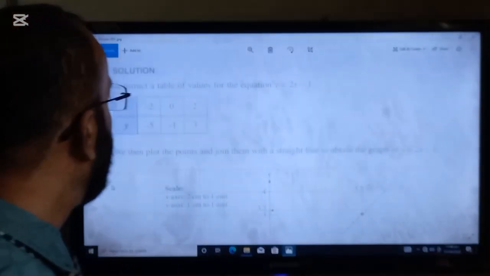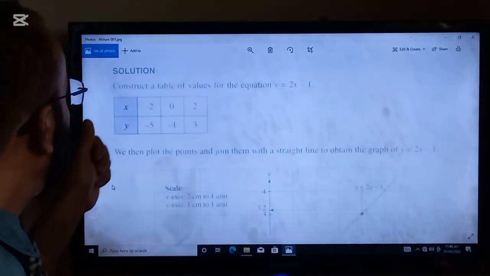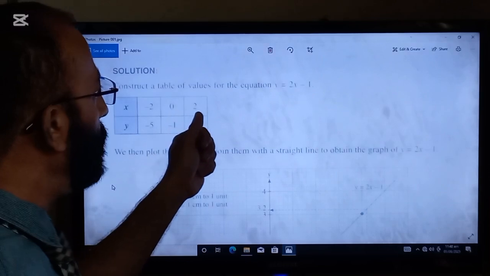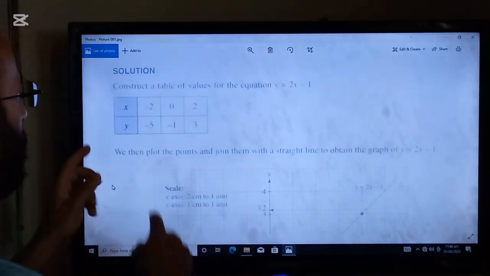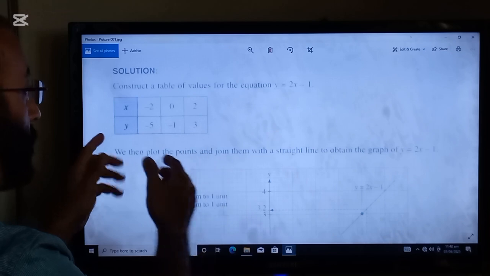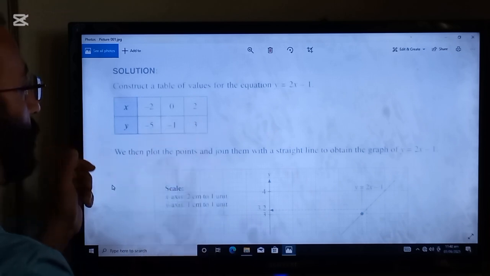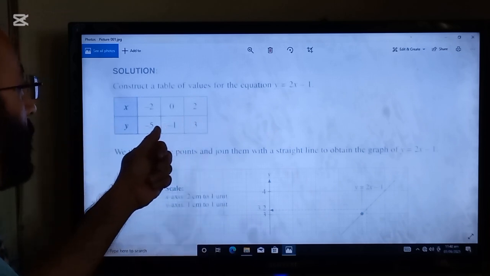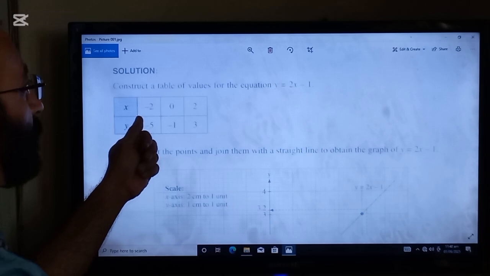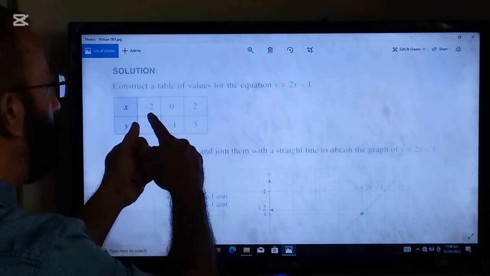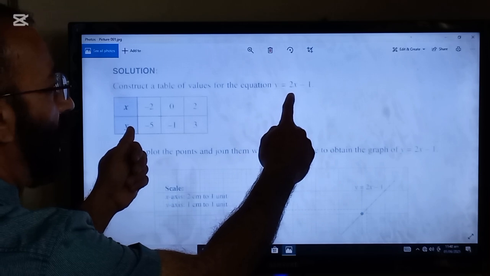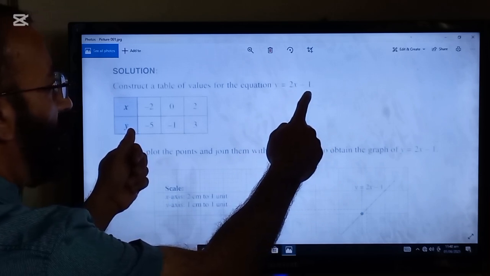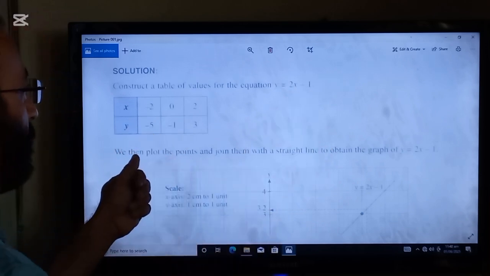So here is the solution of the question. First, we will construct a table of the values for the equation y is equal to 2x minus 1. We will take at least 3 values. So we are taking minus 2, 0 and 2. These are the x values. So we will put these values one by one into the equation. When we put minus 2 in place of x, 2 into minus 2 is minus 4. Minus 1 will make minus 5. So y will be minus 5.